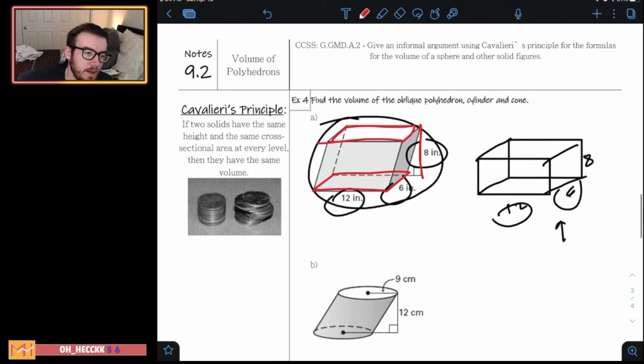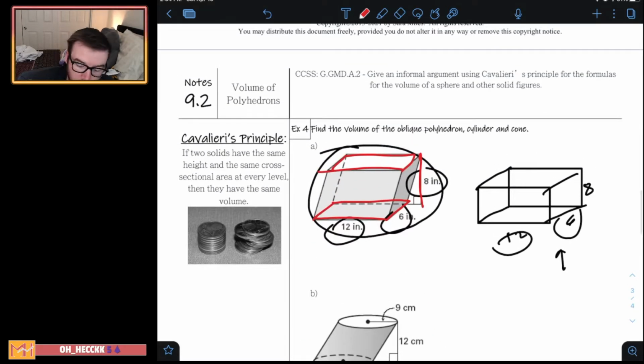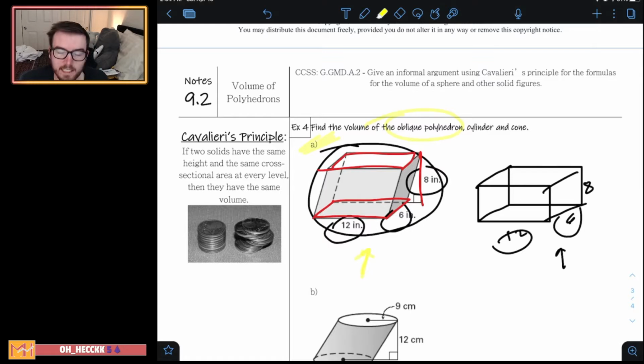So how about I put your skills to the test one more time. We're under 20 minutes. Last question here. Find the volume of this oblique polyhedron. Area of the base times height. Do you need to do 1/3 here at all? No, because it's not a cone and it's not a pyramid. So base times height.